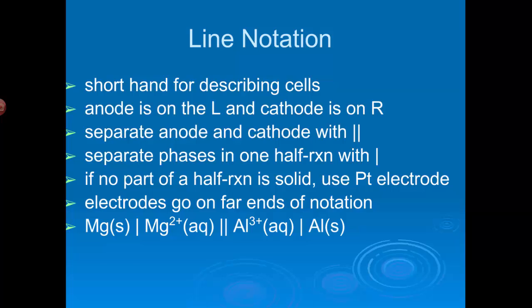That's my anode. So what happens at the anode? Oxidation happens at the anode. The magnesium metal on the electrode is going to lose electrons to form magnesium ion in solution. Then I have the double line which separates the two. Think of that as maybe like the salt bridge.